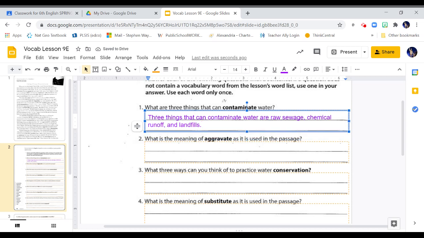So it asks for three things here. I have provided three things. Three things that can contaminate water are raw sewage, chemical runoff, and landfills. That is a great sentence that will work for that question.